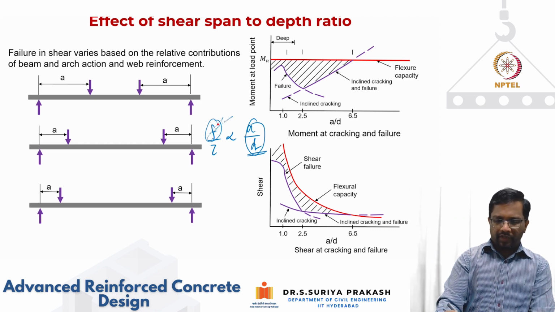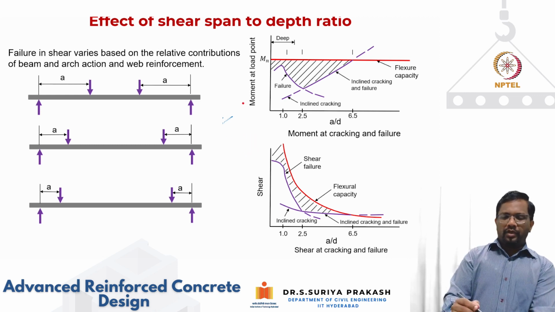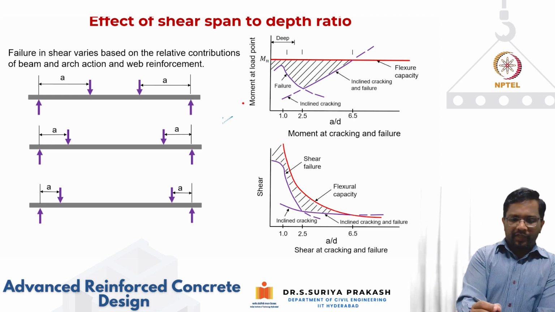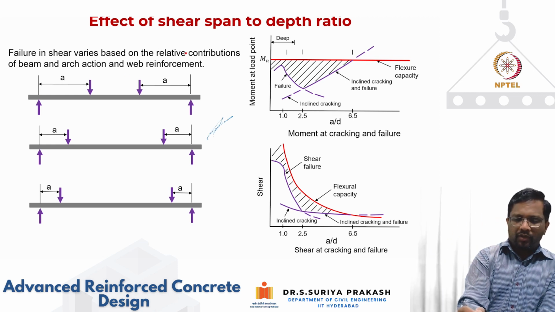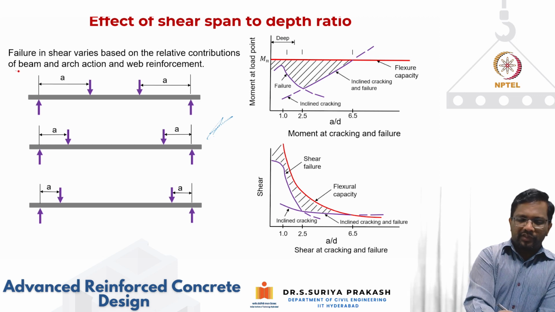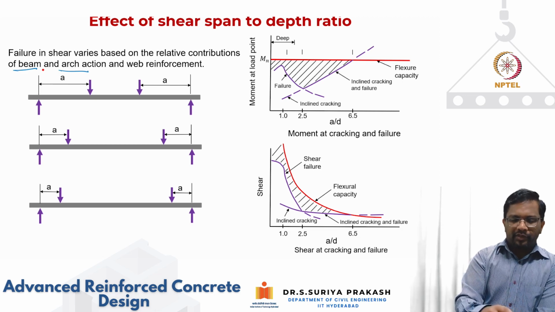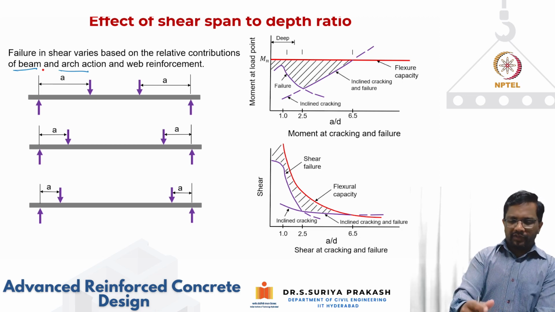So in this figure, we are looking at the effect of how that failure is going to happen, and this failure in shear actually depends upon how the beam is going to behave, whether it is in bending or in arch action. Whether it is going to behave in bending or arch action again depends upon how you load the beam.